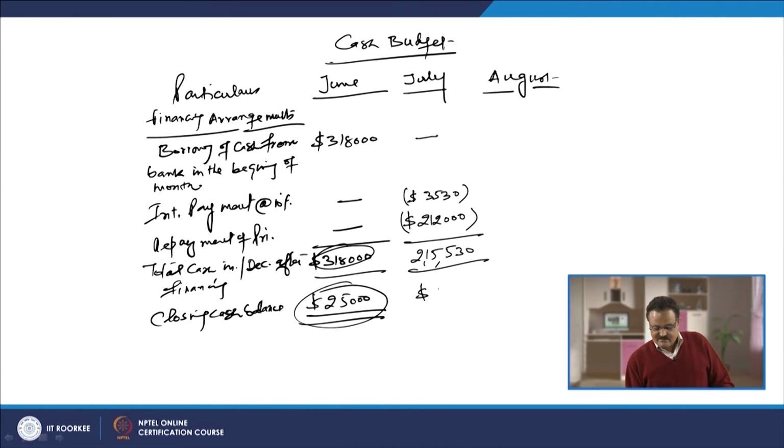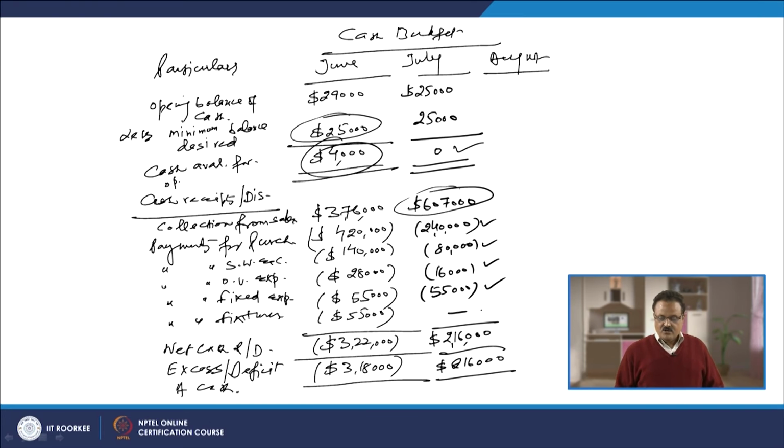So, your closing cash balance will be how much? 25,470. So, this is the closing cash balance for the month of July. Clear? Now, we go back and again prepare the budget for the month of August.